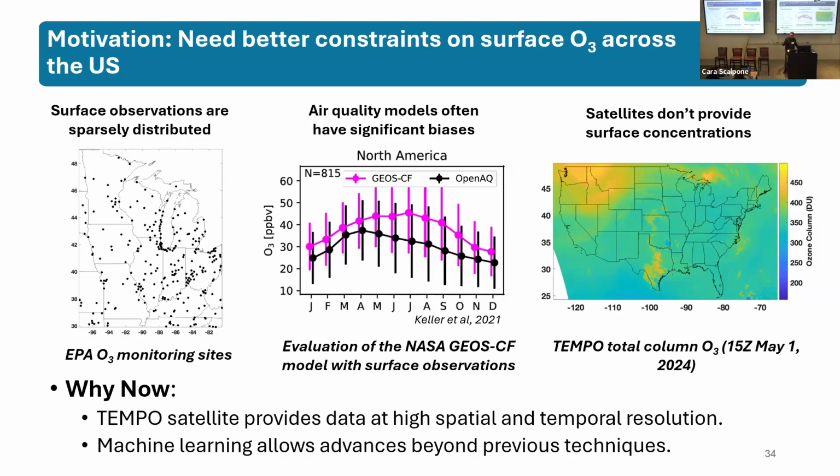So now is a great time to combine these various different aspects to try to understand surface ozone, because we have the launch of TEMPO that's giving us this really high spatial and temporal resolution data. And we've also had significant advances in modeling through machine learning, especially as they apply to atmospheric chemistry, that will let us go beyond some previous techniques that have been used to try to infer what's going on.